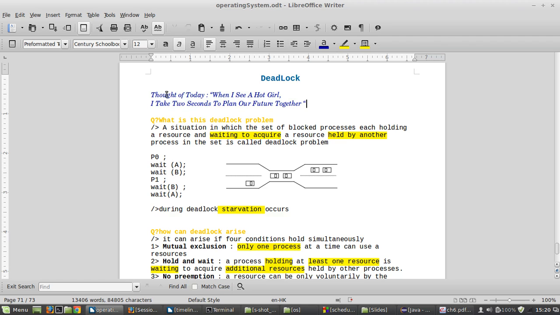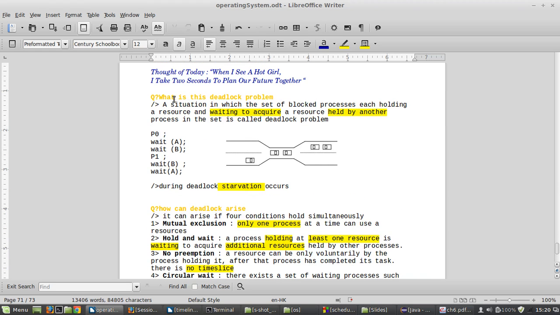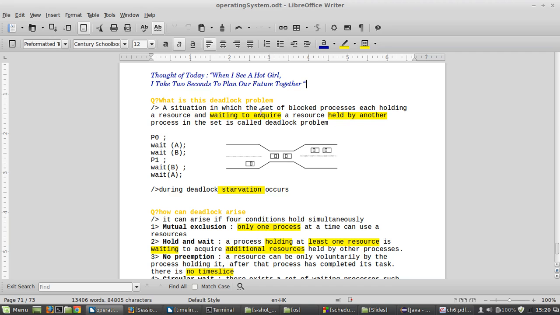Before beginning, I would just like to give you the traditional humor concept. So in this traditional humor concept, today's thought of the day is: when I see a hot girl, I take like 2 seconds to plan our future together. So see, this was the thought of the day.